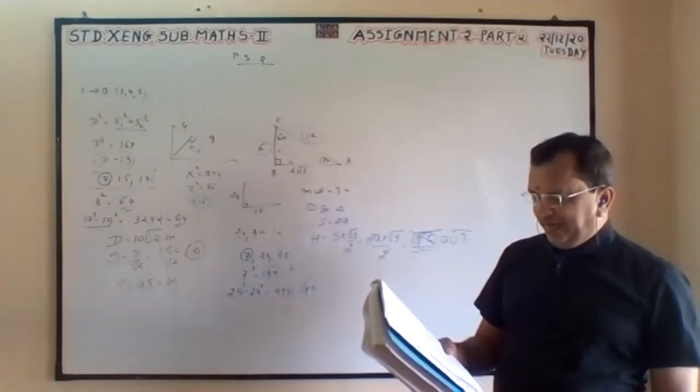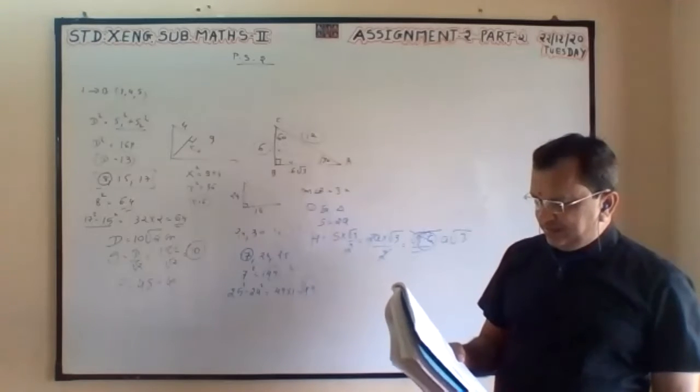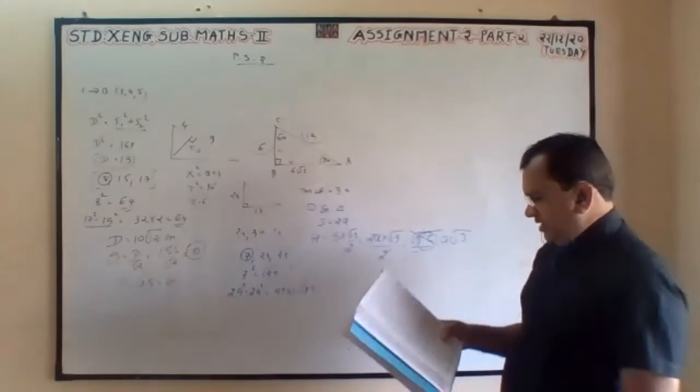Find the length of the diagonal having the side 11 and 60.